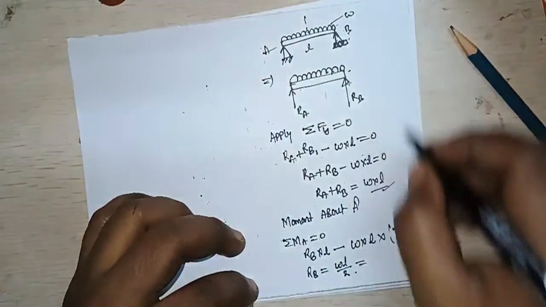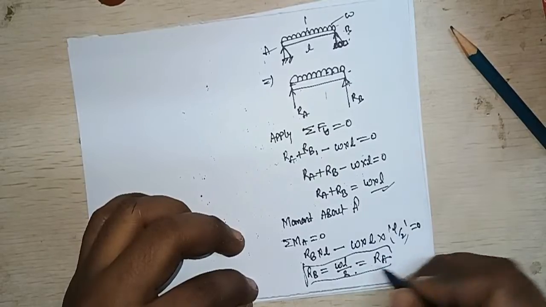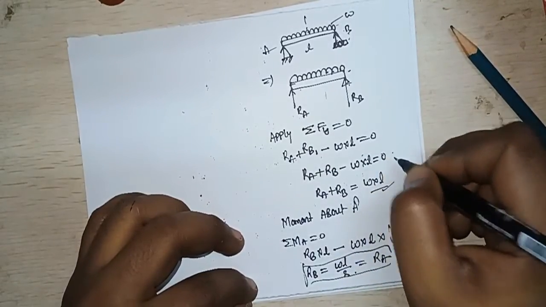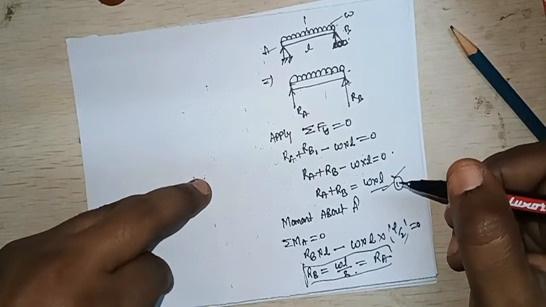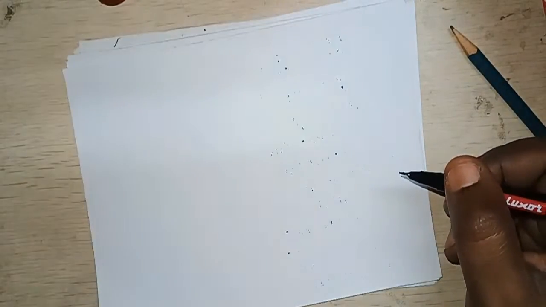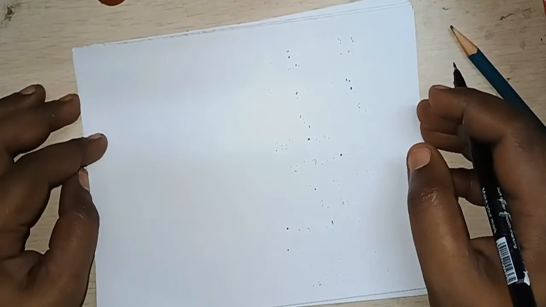Similarly, because the beam is symmetric, RA is equal to RB. You can also substitute RB in this particular equation 1 and solve this problem. Okay, let's go further.